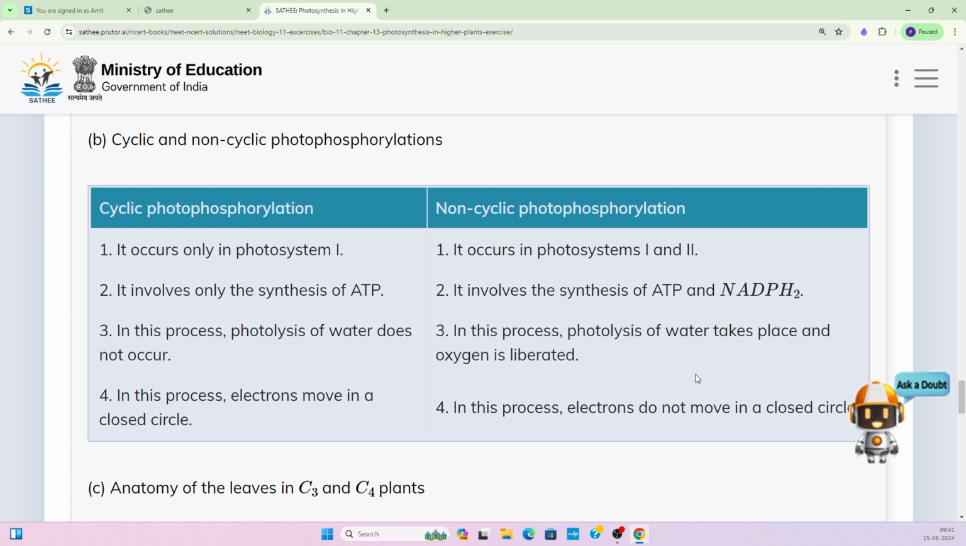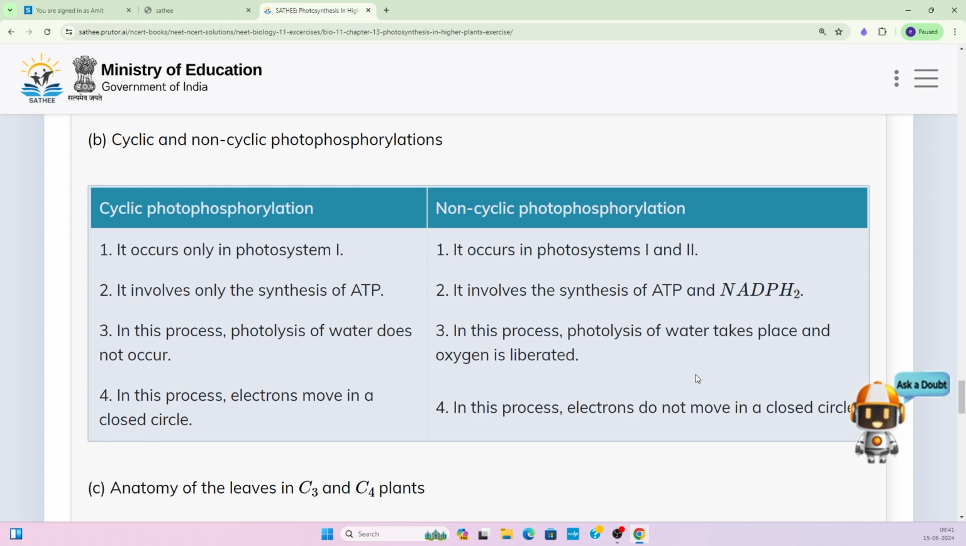Okay. Next, in this process, photolysis of water does not occur. Photolysis of water is a very, very important step. So in the case of cyclic photophosphorylation, no photolysis of water takes place. Whereas in the case of non-cyclic photophosphorylation, photolysis of water takes place and oxygen gas is liberated. So oxygen gas is liberated in the case of this photophosphorylation.